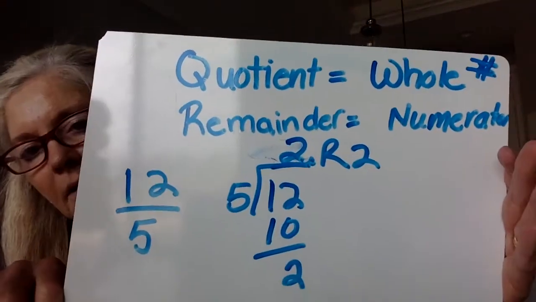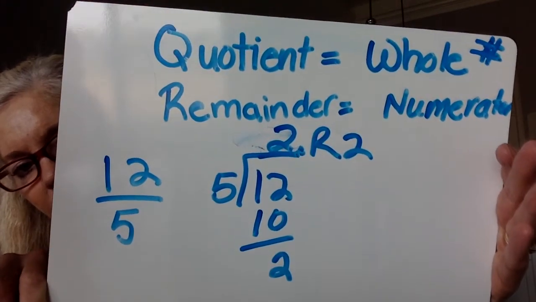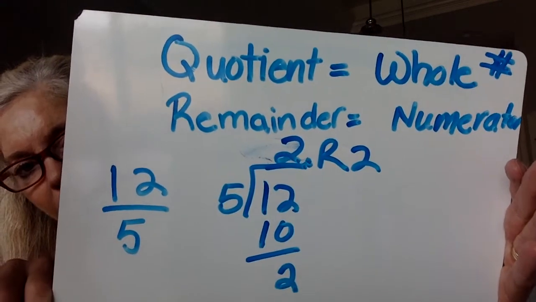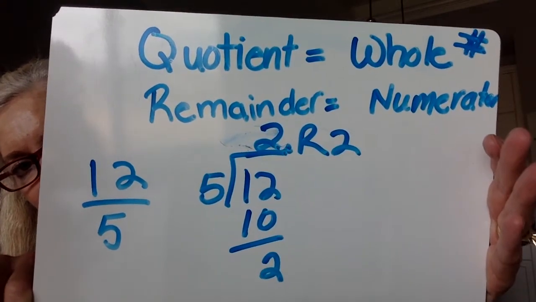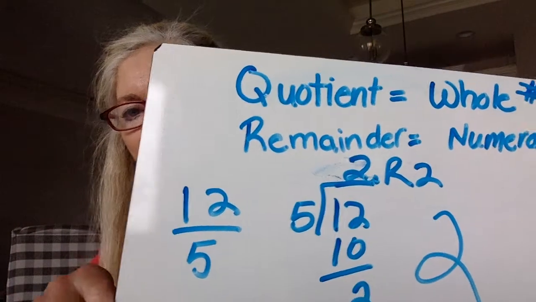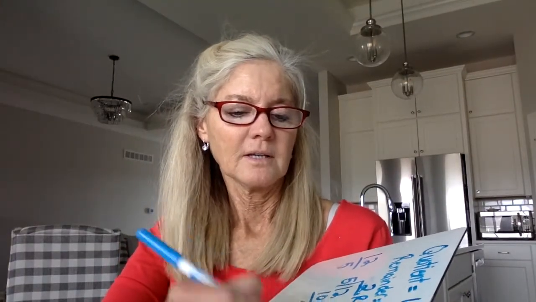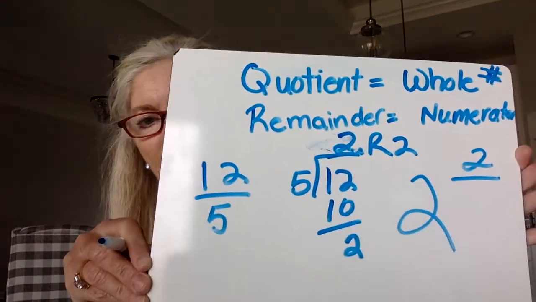Five goes into 12 two times, and that's 10. 12 take away 10. So my answer is 2 remainder 2. Weird answer. 5 goes into 12 two times. 2 times 5 is 10. 12 take away 10 is 2. So my answer is 2 remainder 2. Now, the quotient becomes my new whole number, which is a 2. The remainder becomes my new numerator, so my new numerator is a 2. And the denominator does not change.